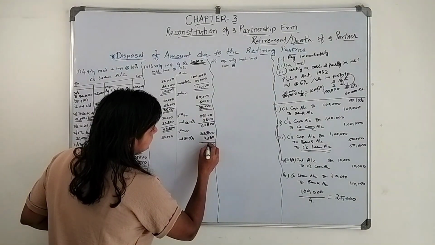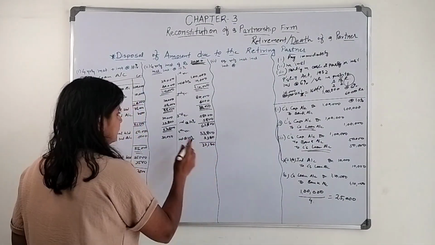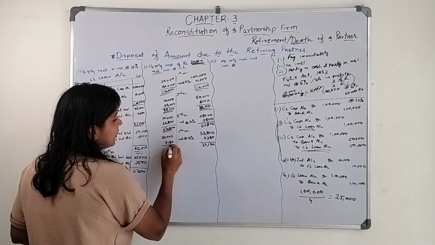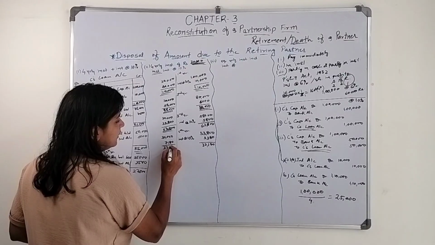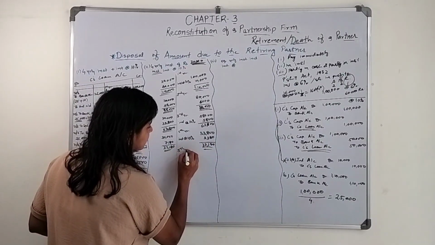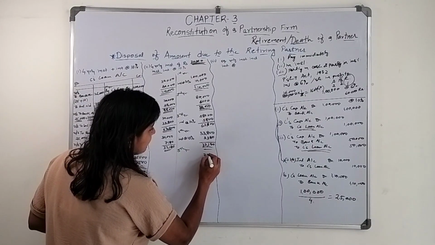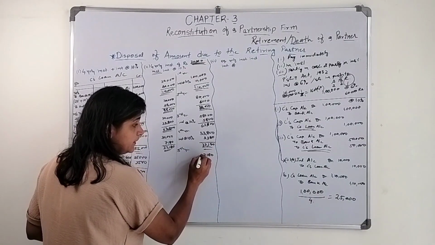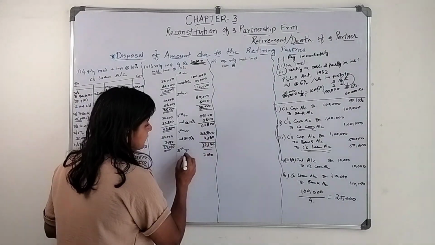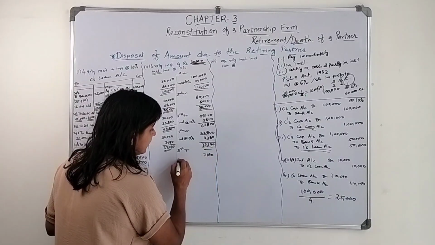37,180. We are paying 30,000, so the amount due is now 7,180. In the fifth year we will make the final payment. The amount due is 7,180. This is the opening balance, 1st April.